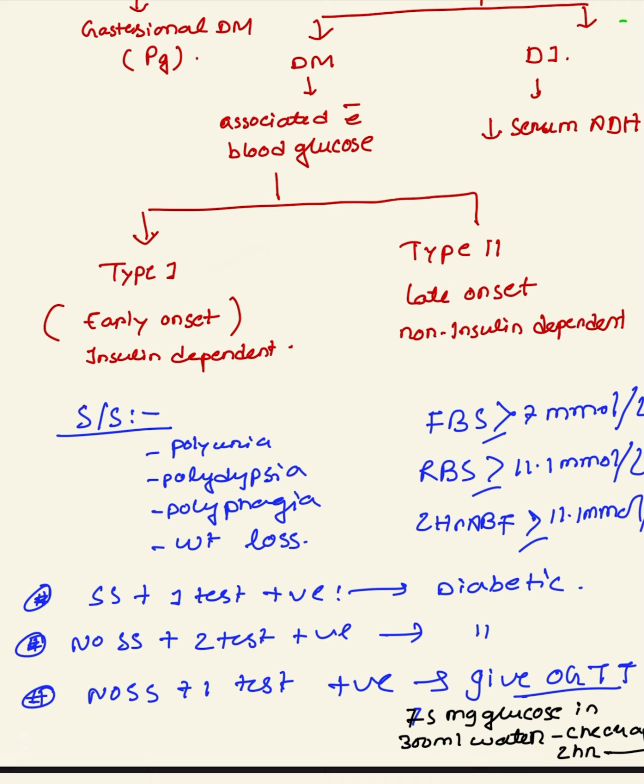One is insulin dependent, that is type 1, where the onset is usually in early stage, and another is non-insulin dependent, that is type 2, where there is insulin resistance but insulin is present. In case of type 1 the insulin is not present. So type 2 is usually late onset.